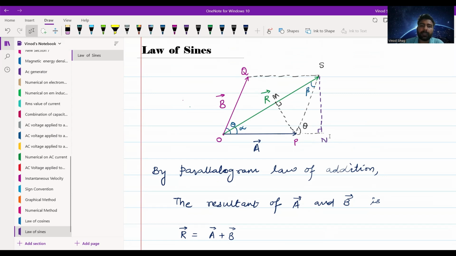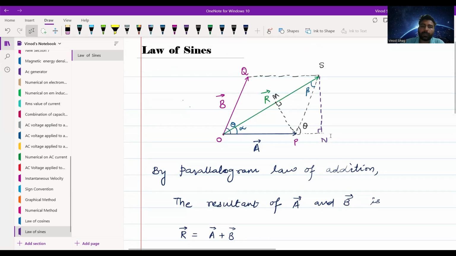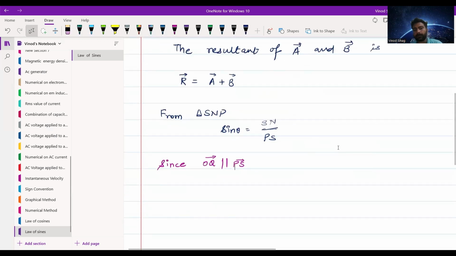nothing but, since OQ and PS are parallel in a parallelogram. Let us write that: since OQ vector is parallel with PS vector, OQ is parallel with the PS vector in the parallelogram.